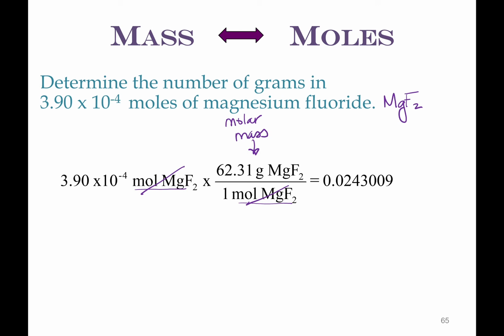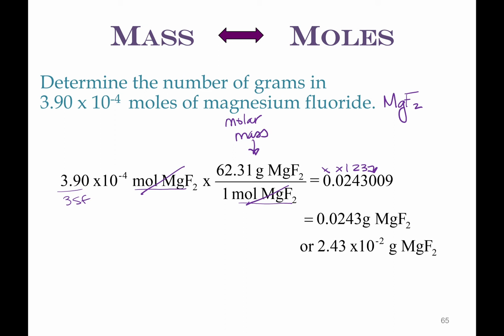0.024309. We can have 3 significant figures. 1, 2, 3. We look 1 to the right for rounding. Remember, these don't count. So 0.0243 grams, or 2.43 times 10 to the negative 2nd grams of magnesium fluoride. Number with the correct number of sig figs, unit, and label are all very important for a full credit answer.